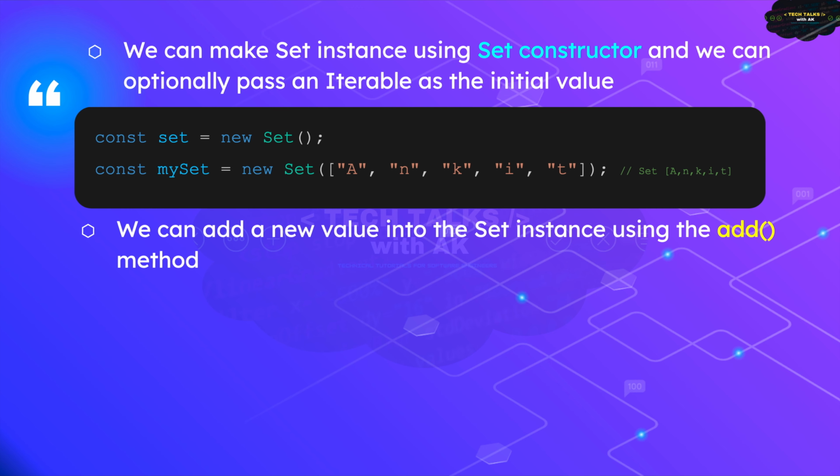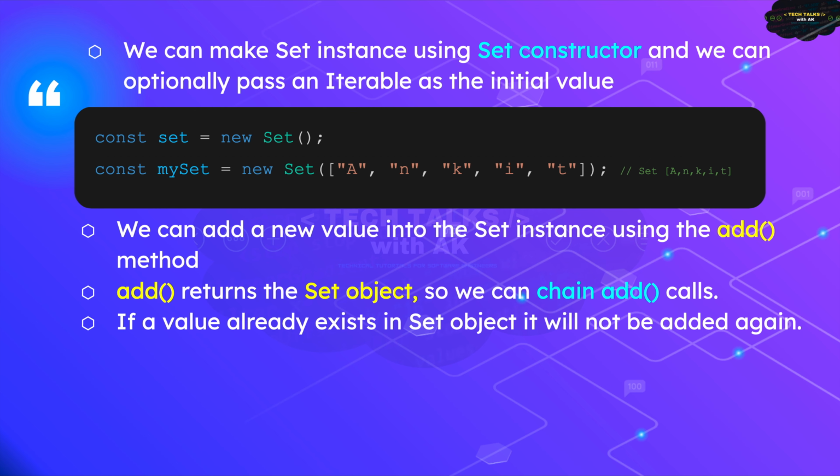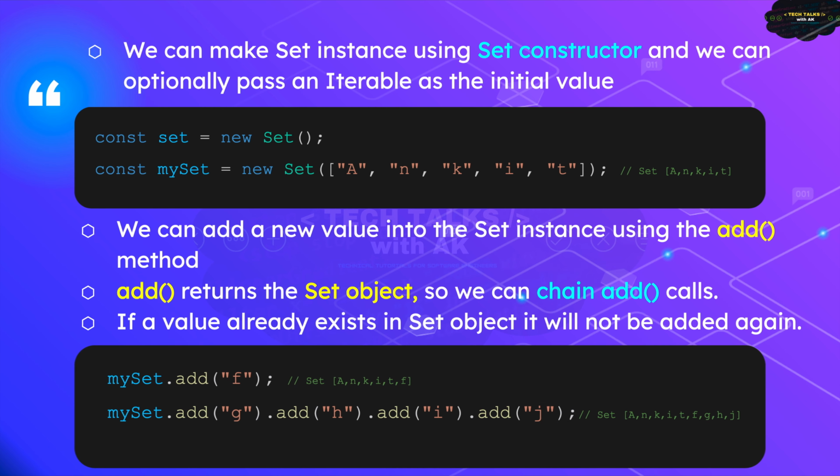We can add a new value to the set using the add method. Add returns the set object, so we can chain add calls many times. If a value already exists in the set object, it will not be added again, because all the elements in a set object can occur only once. Here is the example of add.